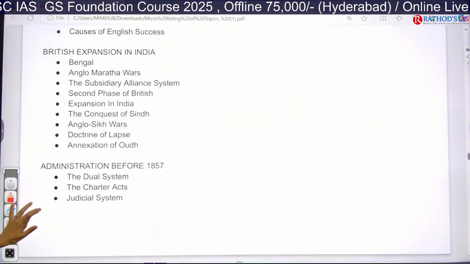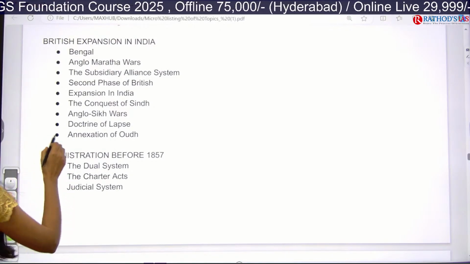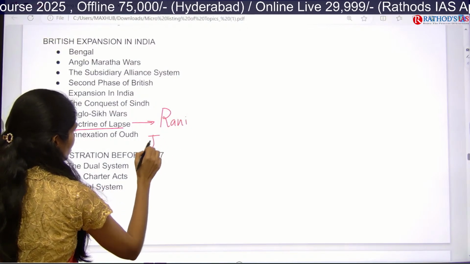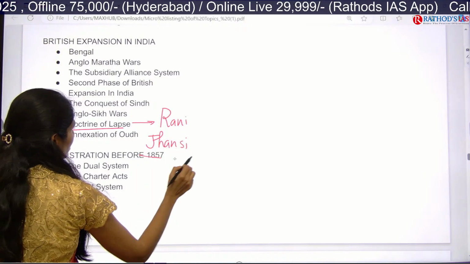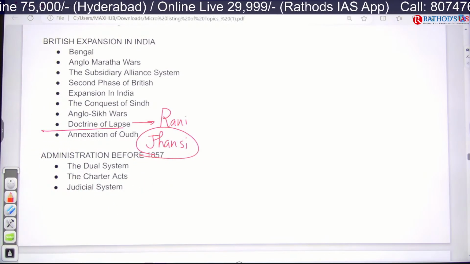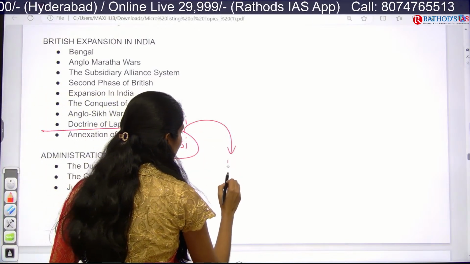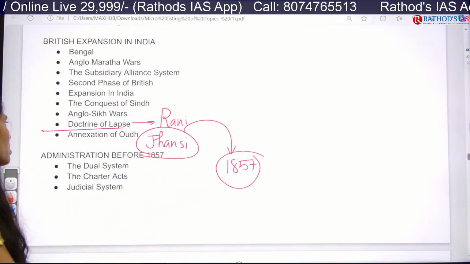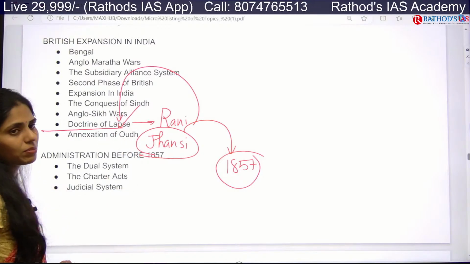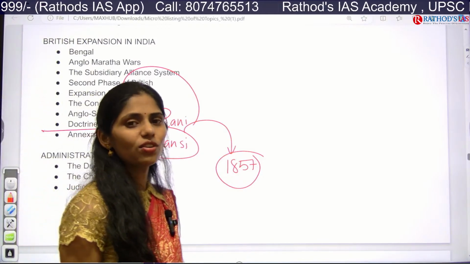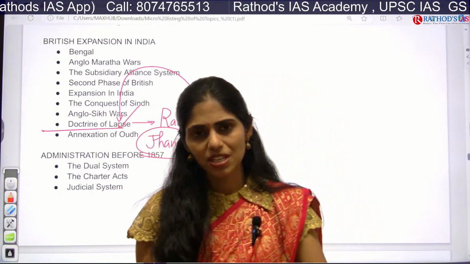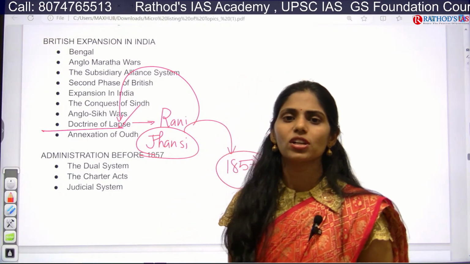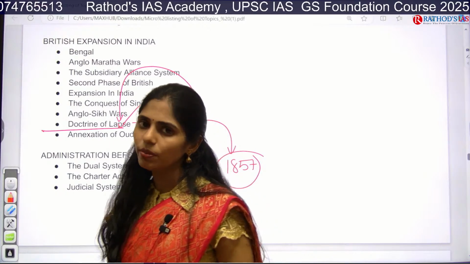And next you have to know the doctrine of lapse. Because of this doctrine of lapse, what happened? It affected which kingdom? Jhansi, and this Rani, that is Lakshmi Bai. Jhansi Rani Lakshmi Bai participated in the revolt of 1857 because her kingdom was affected by the doctrine of lapse. So what is this doctrine of lapse? Dalhousie came up with this concept. According to it, if any kingdom does not have a natural heir, then that kingdom will be annexed by the Britishers.